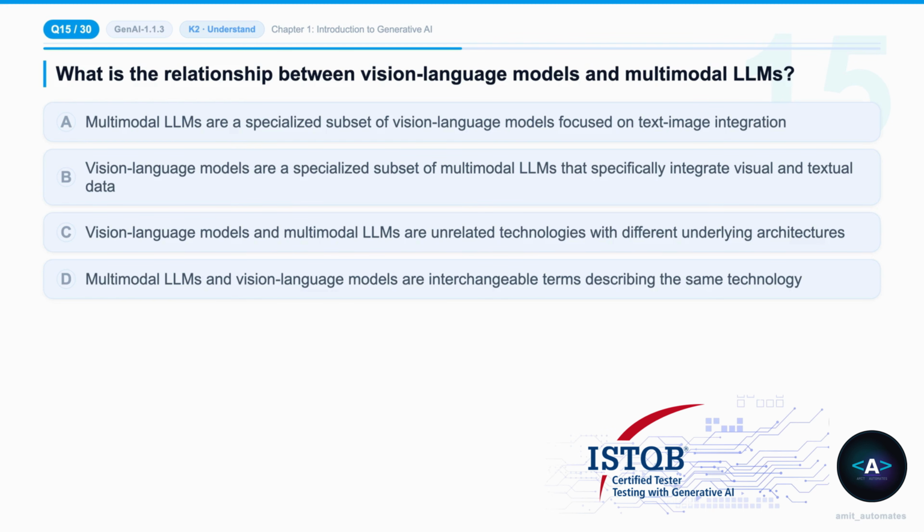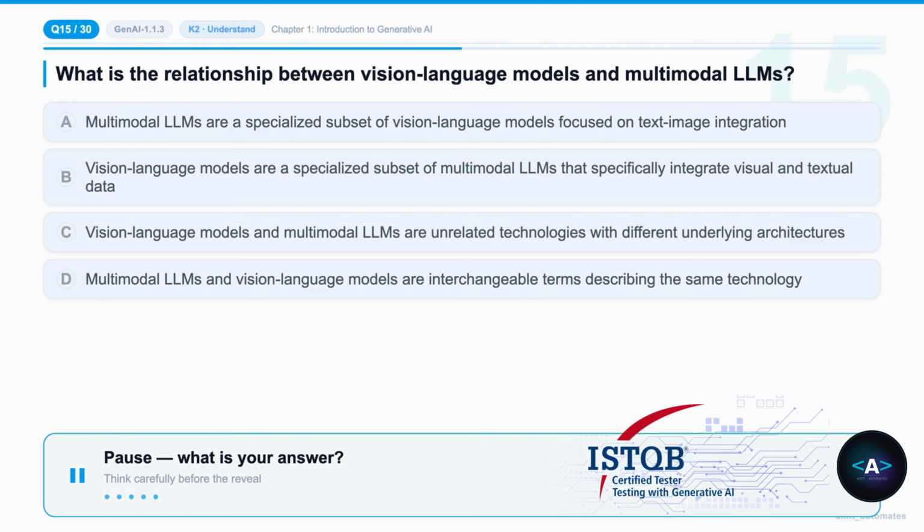C. Vision language models and multimodal LLMs are unrelated technologies with different underlying architectures. D. Multimodal LLMs and vision language models are interchangeable terms describing the same technology. Take a moment. What is your answer?